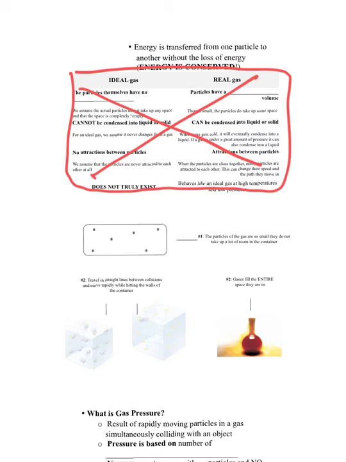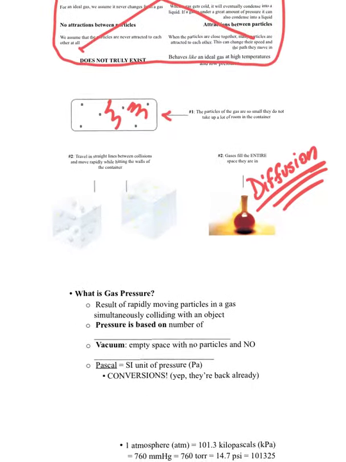But as far as the pictures go, the particles of gas are so small they do not take up a lot of room in the container. So again, in between, a lot of empty space. In the second picture, they're again not taking up as much space within the container, and you can see that they're moving around, and they fill the space they're in. And the word we're going to add here that goes along with that is diffusion. So when they fill the space they are in, that's called diffusion.